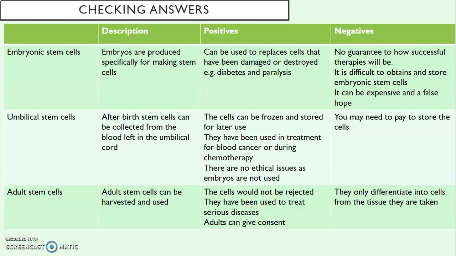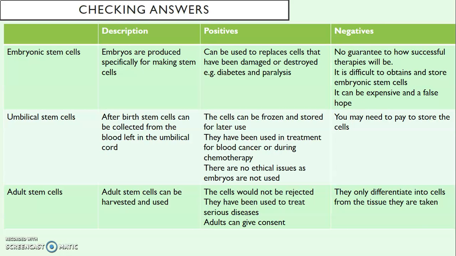So the embryonic stem cells are embryos that are produced specifically for making stem cells. On the plus side, it can be used to replace cells that have been damaged or destroyed in diabetes or paralysis. Negatives, there's no guarantee to how successful they will be. It can be difficult to obtain and store the stem cells, and it can be very expensive and offer a false hope.